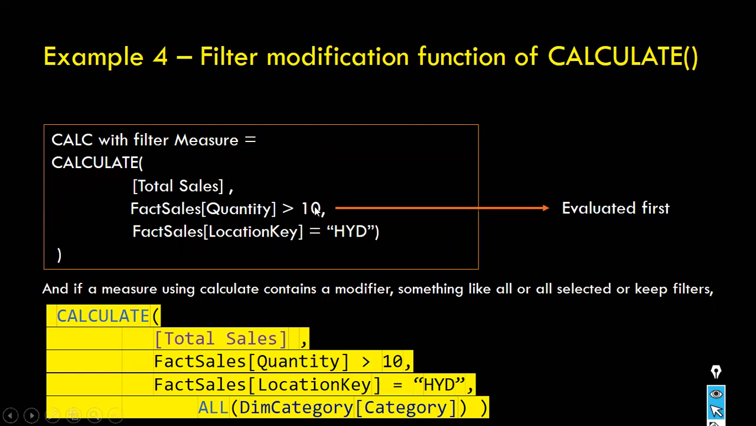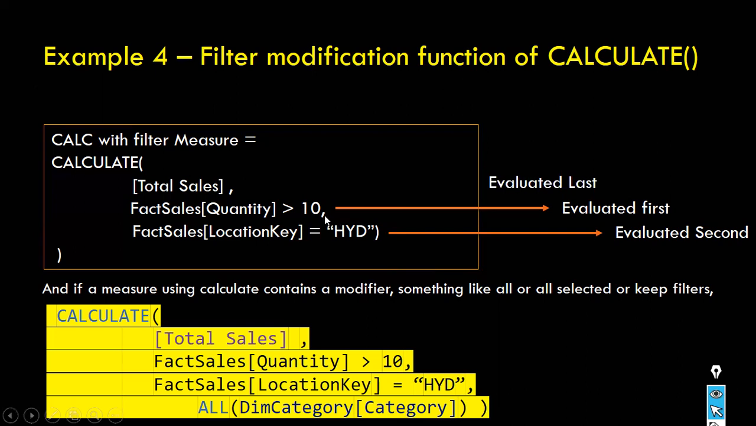So we'll see here we have two Boolean filters. Even though we have two Boolean filters, first this one will get evaluated. First it will filter the quantity greater than 10, and then it will filter the Hyderabad records second, and then this one will get evaluated. This is the order of evaluation. You need to remember it, especially when you write a CALCULATE function. If you keep this in mind, your query performance will be faster.